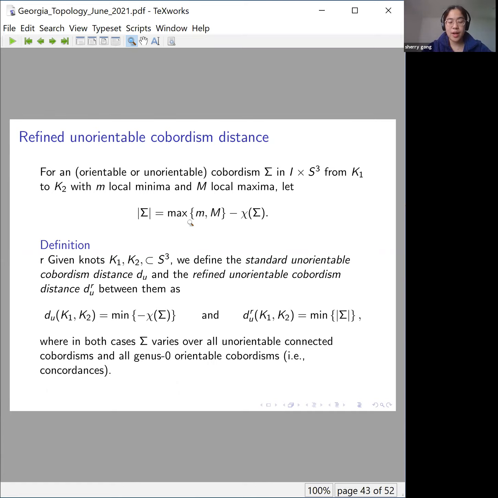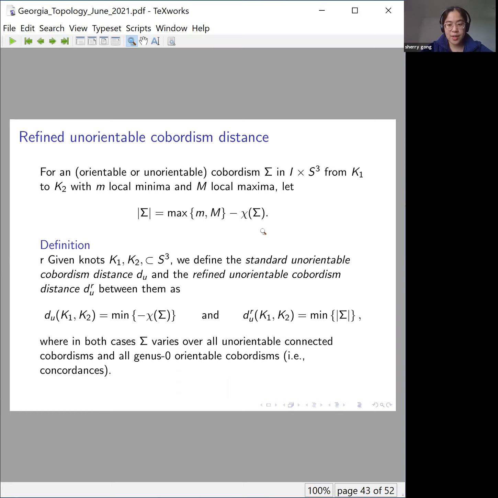In Juhasz, Miller, and Zemke's paper, they gave what they called a refined version of the cobordism distance. So let me give a refined version of the cobordism distance for an unorientable version of that. For a cobordism sigma with little m local minima and capital M local maxima, we can define the norm of sigma to be the maximum of little m and big M, minus the Euler characteristic of sigma.